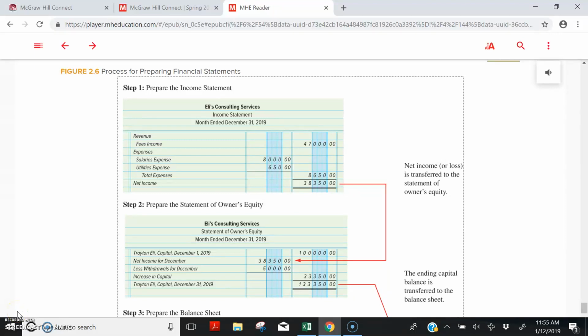Hi everybody. In the previous Chapter 2 video, we referred to Figure 2.6 on page 35 of the textbook and discussed the process for preparing financial statements. In this video, we'll continue the exercise by preparing 3 financial statements for Craven's Consulting Service.